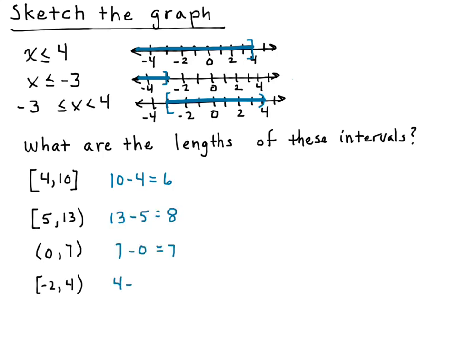Same thing with the next few. You'll take 13 minus 5, and that's 8. 0 to 7 is 7 minus 0, which is 7. And then when you have negative numbers, you have to be mindful of the fact that you're taking the difference between two numbers, and so you have the double negative. So 4 minus that first number, -2, makes it 4 plus 2.